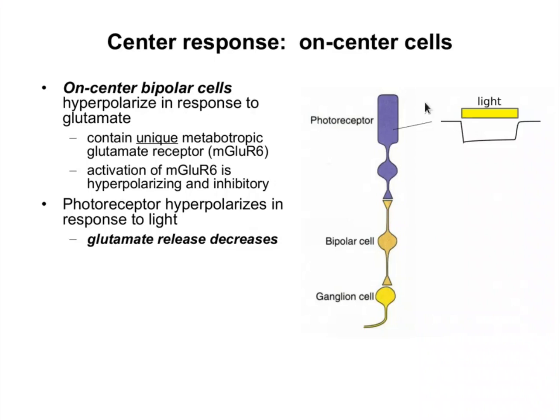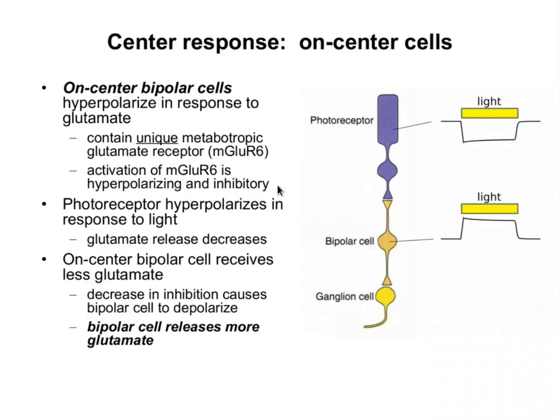So if the photoreceptor, like all rod and cone photoreceptors, hyperpolarizes in response to light, it's going to release less glutamate onto its postsynaptic bipolar cell. And if that postsynaptic bipolar cell contains only metabotropic glutamate receptor subtype 6, it is normally going to be inhibited by glutamate, hyperpolarized by glutamate. So in the dark, when the photoreceptor is as depolarized as it ever is and is releasing glutamate at a high rate, the on-center bipolar cell is kept hyperpolarized.